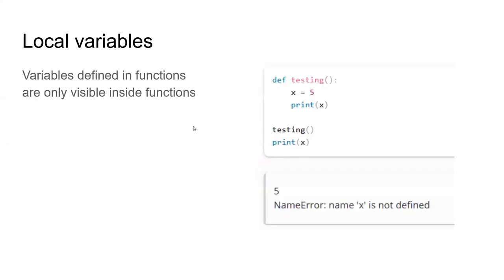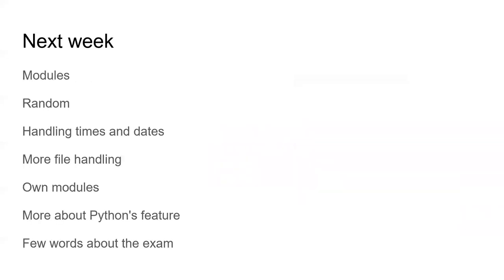Okay. I'm not going to talk about those. You can check the material because we're running out of time. Next week is going to be our final week. We're going to talk about modules and then some specific modules like external libraries, things you can use that you don't need to write yourself, like randomness, handling times and dates, a bit more about handling different kinds of files, writing your own modules, and then some Python features we haven't covered in earlier lectures. Then I'm going to give you some information about the exam, like how it's going to work and what kind of exercises we might have.